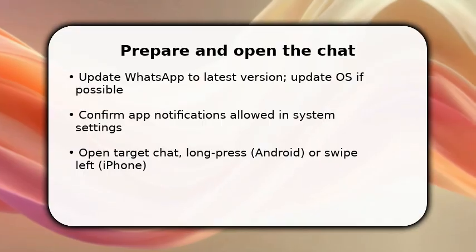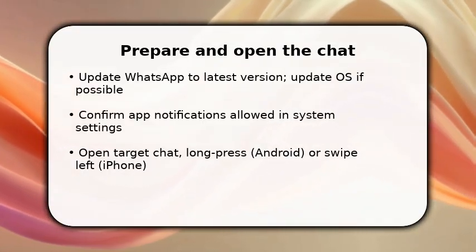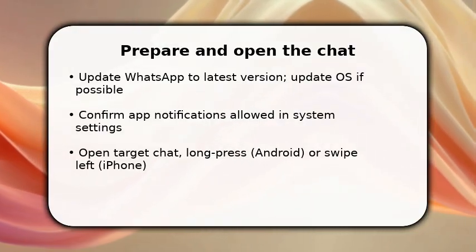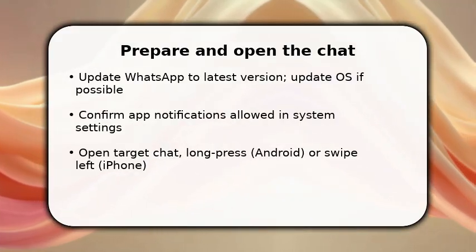On Android, long press the chat to reveal options. On iPhone, swipe left and tap More. Make sure the chat is currently muted before proceeding. This process assumes you're removing the unmute alert that appears when someone or you toggles mute.